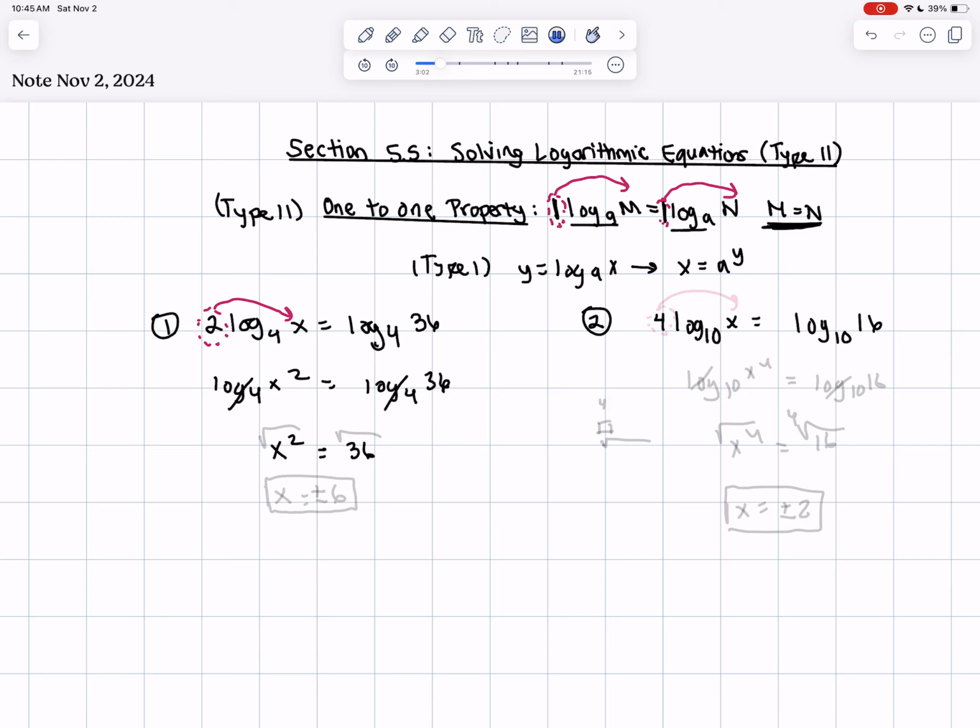But what do we do if we have x squared? Well, what happens is we have to take the square root of both sides. So let's take the square root. So the square root of 36 is 6. And remember, when you take the square root of x, what happens is the square goes away and you're just left with the value of x. So this is our answer for this.